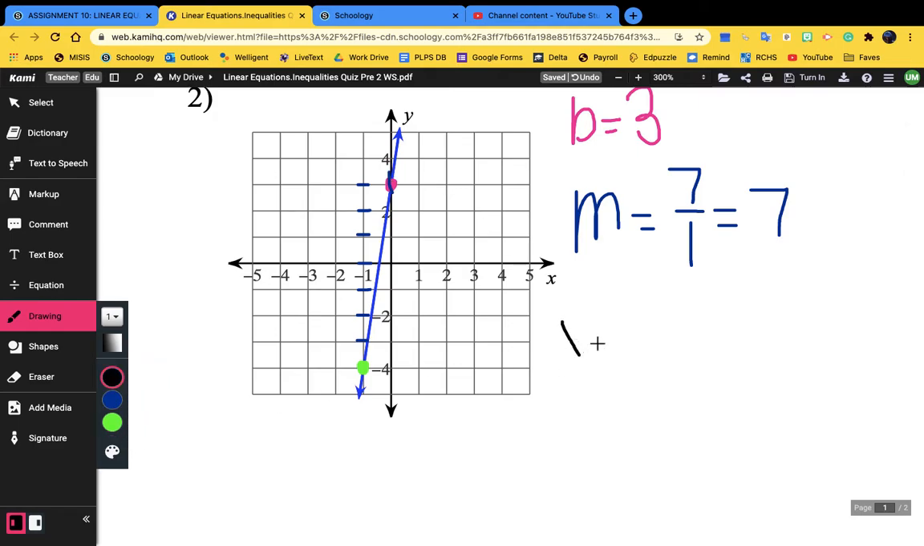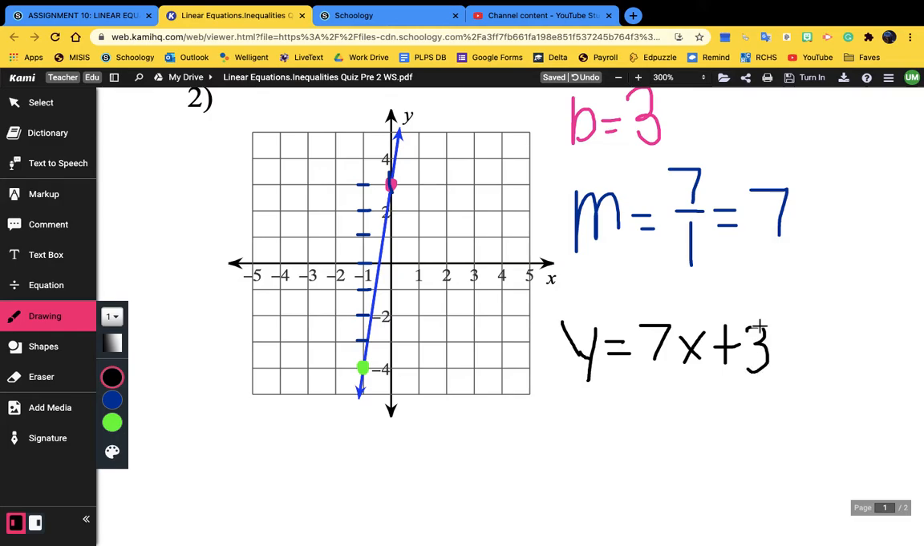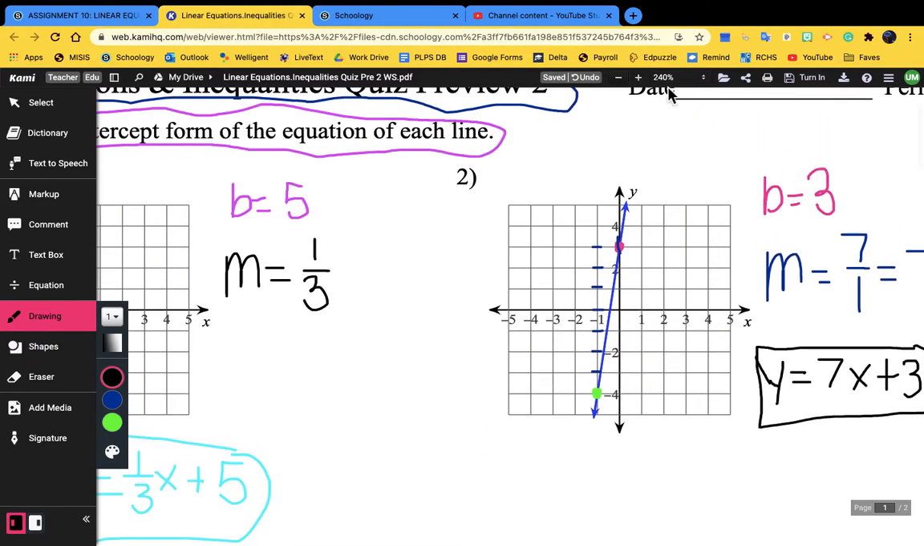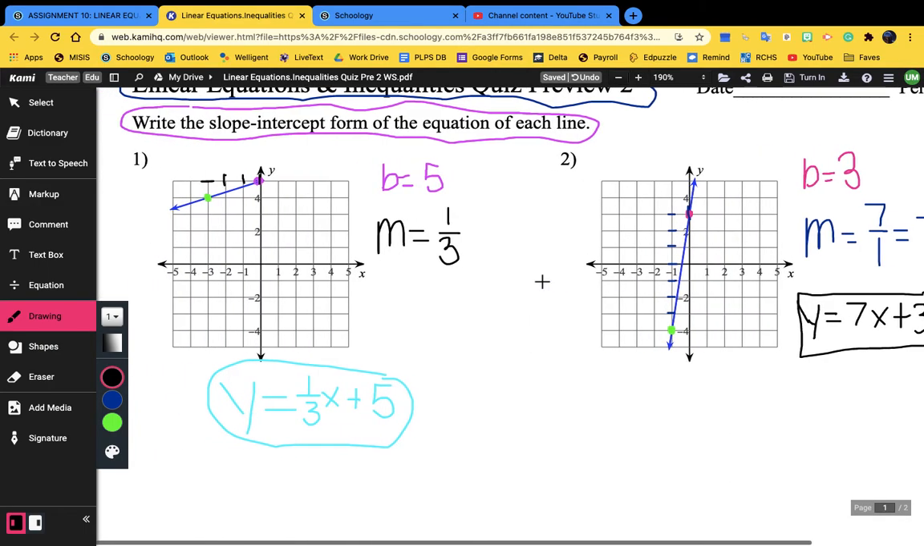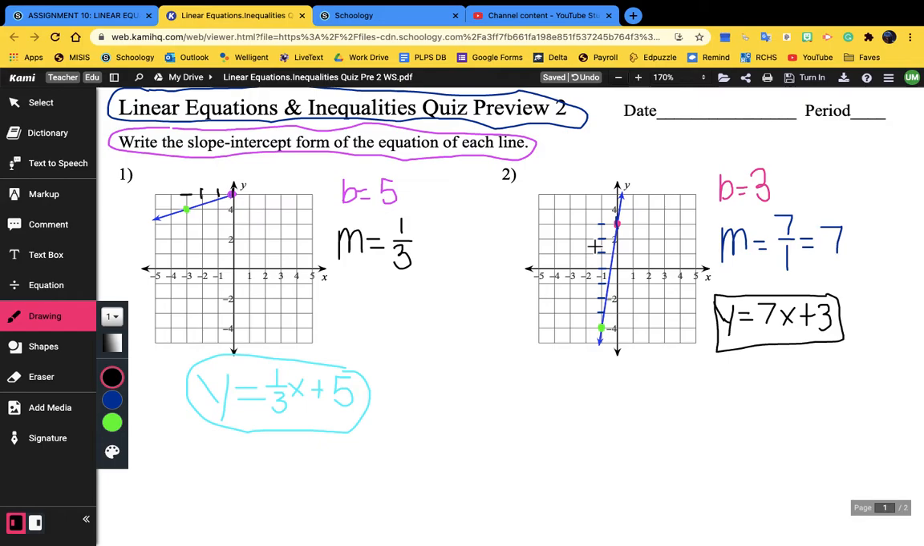So let's write our equation. Y equals, what's my m? My m is 7. 7x, and then my b is 3, so y equals 7x plus 3. Look at that. That's our number 2. Perfect. 2 down. Those are the first 2 right there.